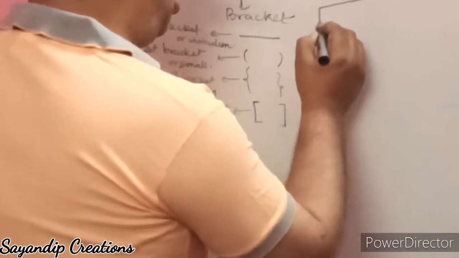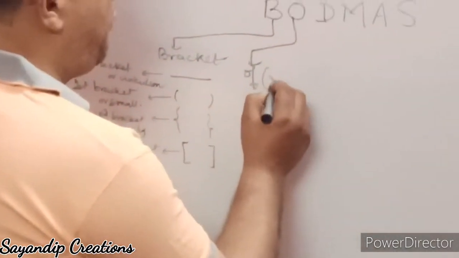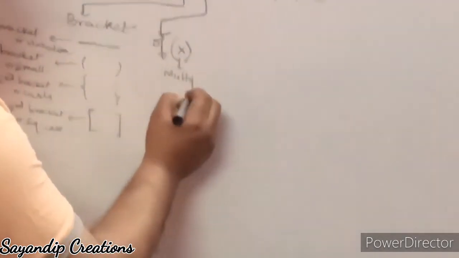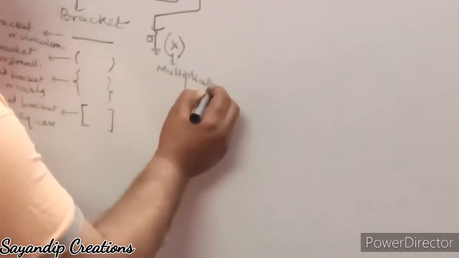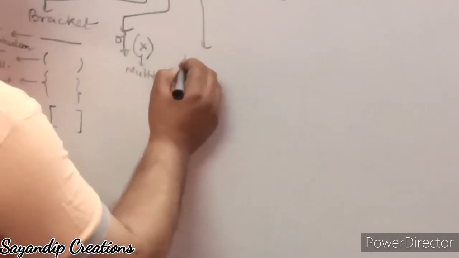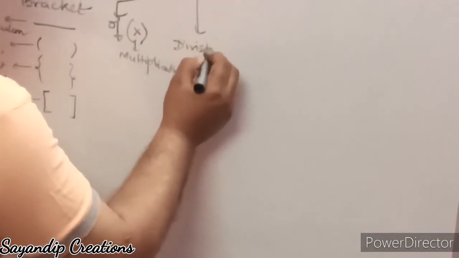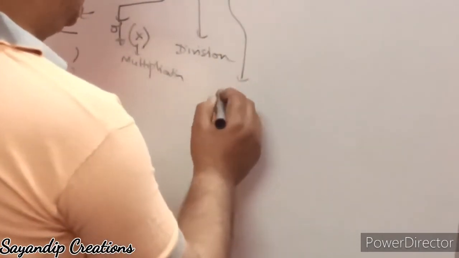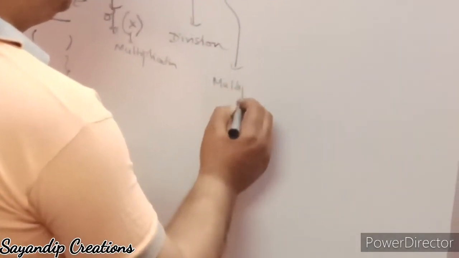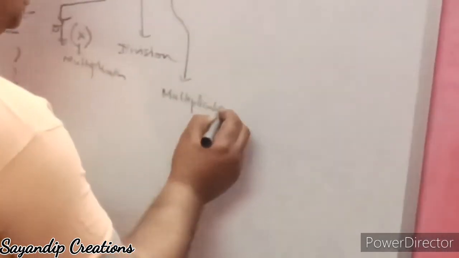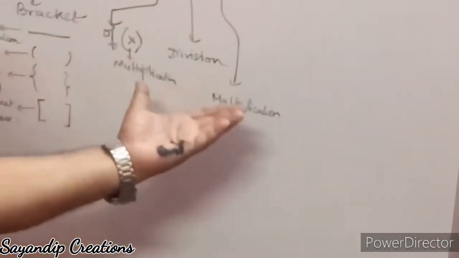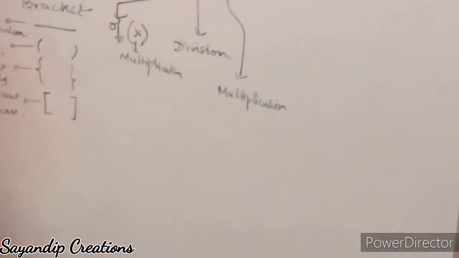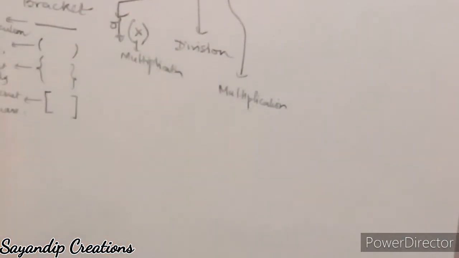Next term is the off. This off is a type of multiplication. Next is division. Next is multiplication. Suppose in a question, off is also there, multiplication is also there. First you have to solve off, remember, and then you have to solve multiplication.